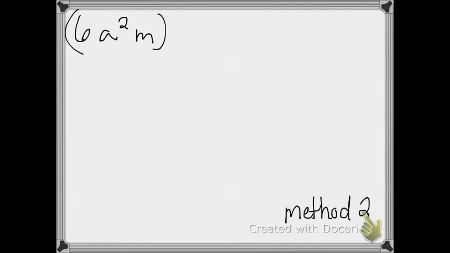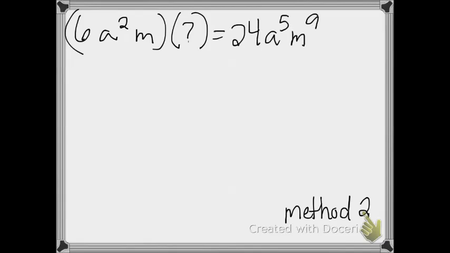We also have a secondary method. Our second method is actually using division, and that's going to be using the same strategies that we learned earlier this week on Monday and Tuesday. So I'm going to take 24a to the 5th, m to the 9th, and I'm going to divide that by 6a to the 2nd times m.